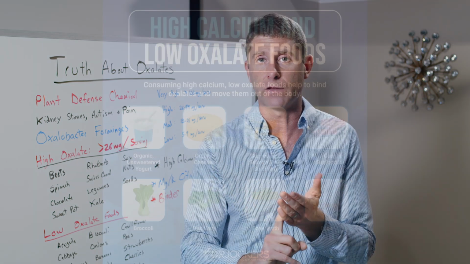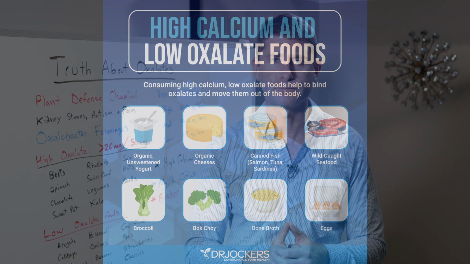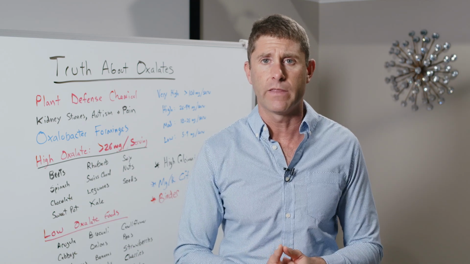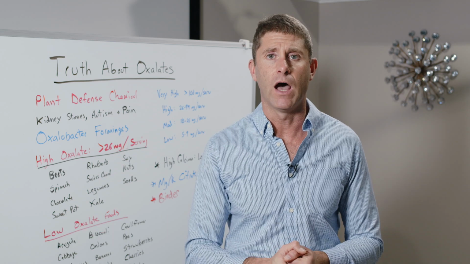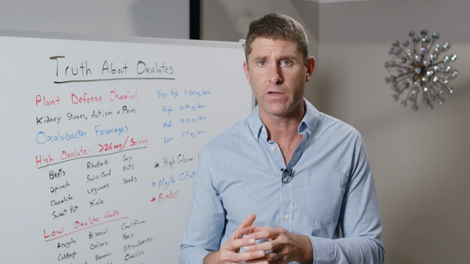There's also things like broccoli, which is a good one. Bok choy, higher in calcium, lower in oxalates. So those are good. Organic raw milk, right? If you can get access to raw milk, that's another good source. Organic butter, grass-fed butter ideally, another good source of low oxalate and high calcium.